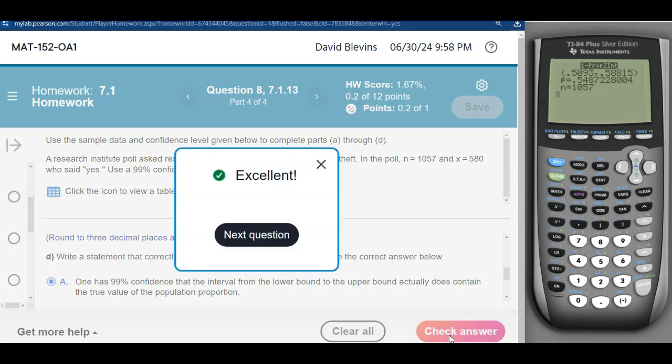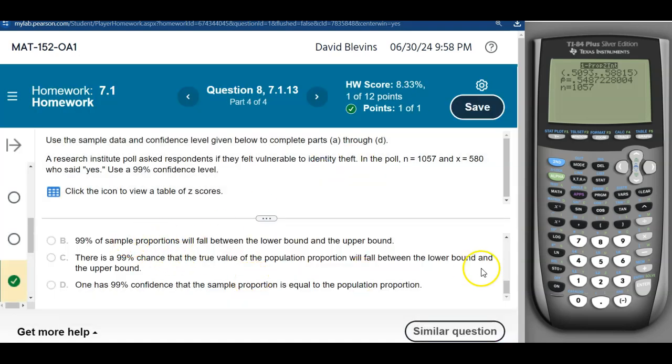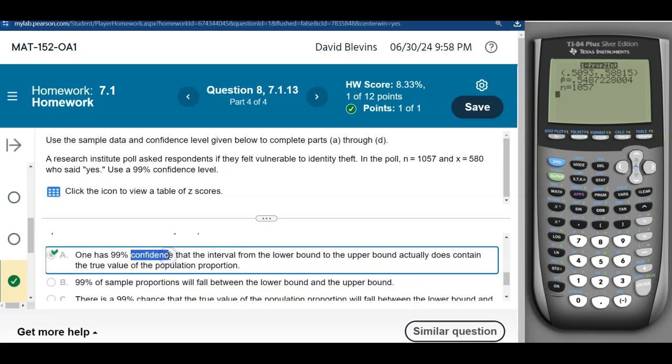So that is the interpretation, and that word confidence should always be there in your interpretation. You're always confident the interval contains the value you're trying to find. That population parameter, the mean, standard deviation, or the proportion, like it is in this problem.